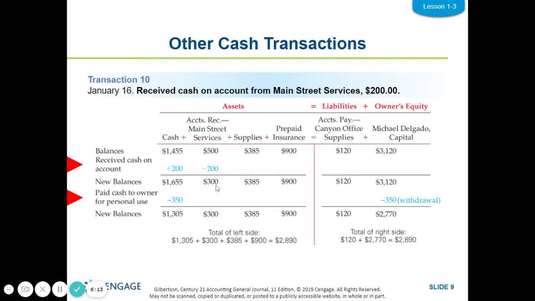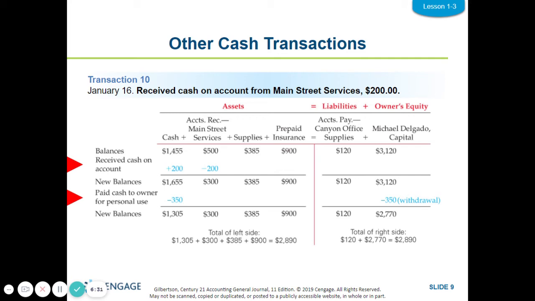So in this, if we look at our 4 rules, 2 accounts affected. This time they're both on the same side of the equation. So they're both assets, so they're on the same side of the equal sign. So one went up, one went down to keep our accounting equation in balance.